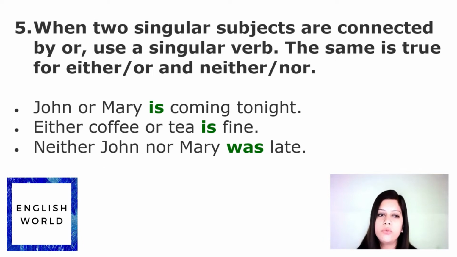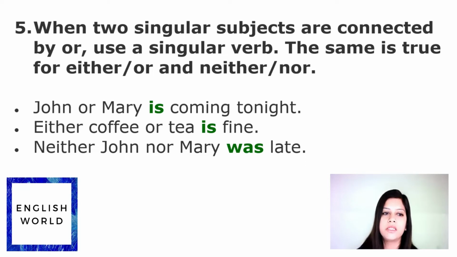Next is when two singular subjects are connected by or. That means this or that. Two options are given. Anyone can make a meaningful sentence. So when two subjects are written together, separated with or, use a singular verb. So they are not considered as plural. So we will put a singular verb with that. Same is true for either or, neither nor.